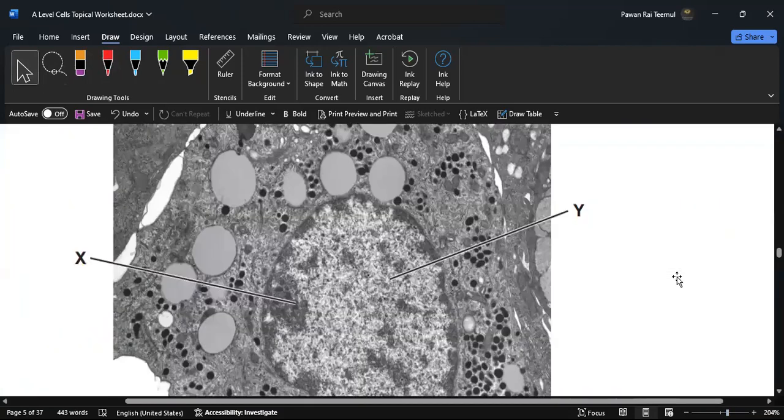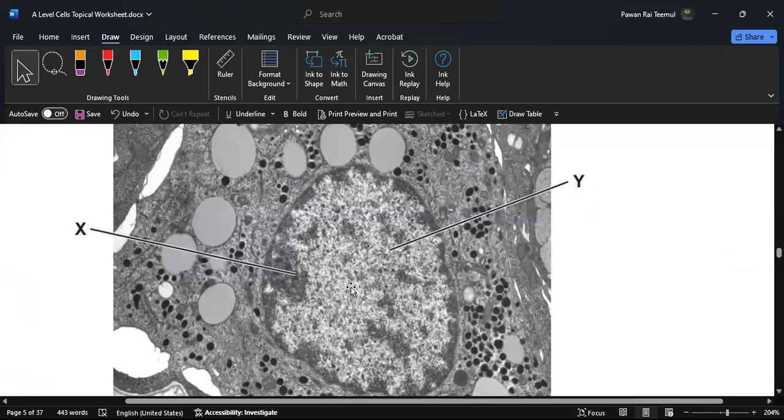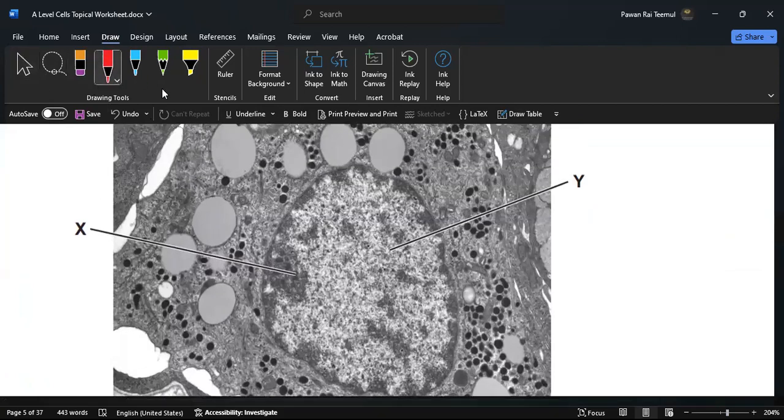Now we can proceed. Structure Y and structure X. This whole structure, which I'm trying to paint in yellow, is our trusty old nucleus. Now this darker stained region is what X is referring to, and then there's this lighter stained region, which is what Y is referring to.